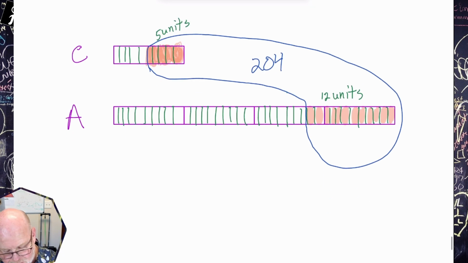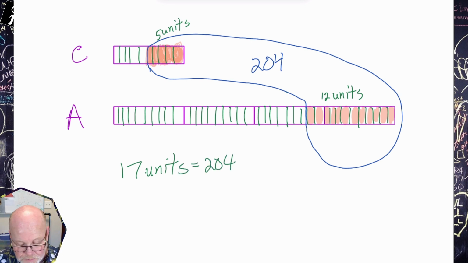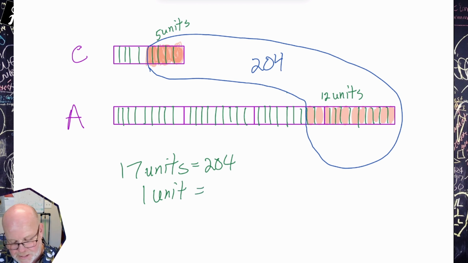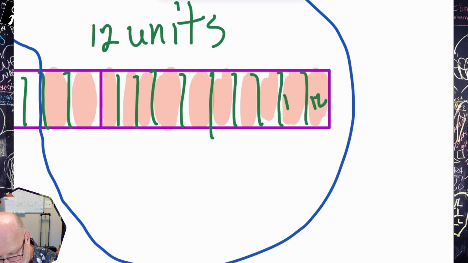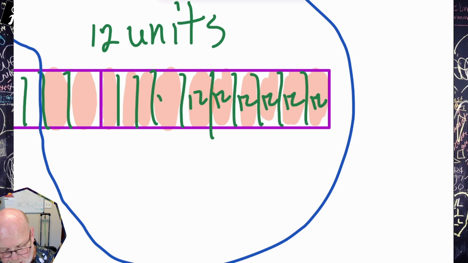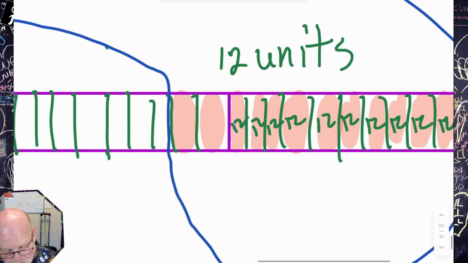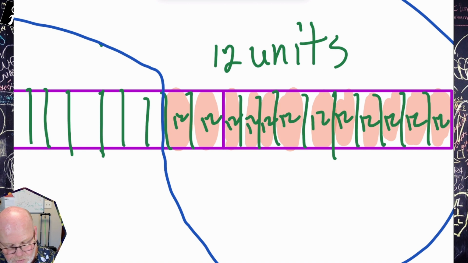And so these 17 little baby units is equal to 204, which means each 1 unit is equal to 12. So now I know each of these individual units. This is a 12, this is a 12, this is a 12, this is a 12. All of these baby units are 12. Everything is 12.